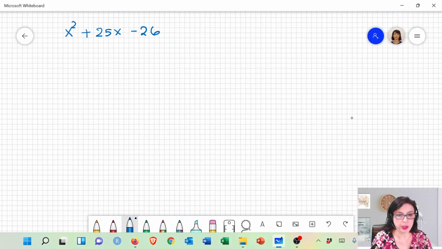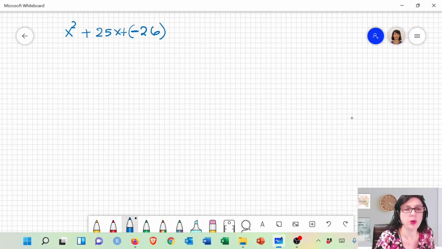The first thing I'm going to do to factor it is I can see that there is a minus right here. And anytime we see a subtraction, I like to add a negative. So it's the same thing. Subtracting is the same thing as adding a negative. Okay. So let me go ahead and make my table.